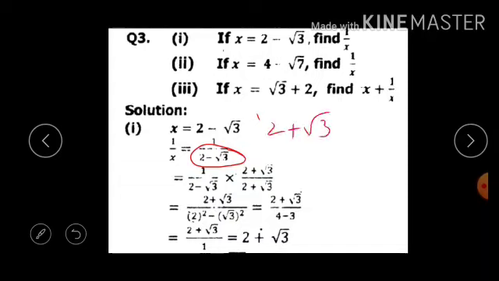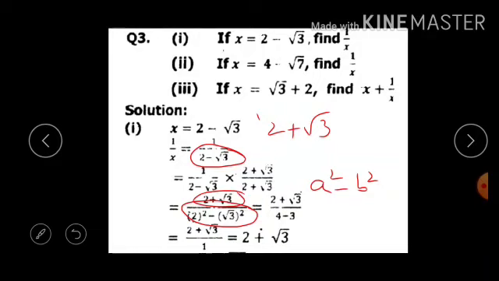Multiply top and bottom by the conjugate of the denominator. We can solve the denominator with the help of the formula a square minus b square. So 1 multiplied by 2 plus square root of 3 is equal to 2 plus square root of 3, divided by 4 minus 3.